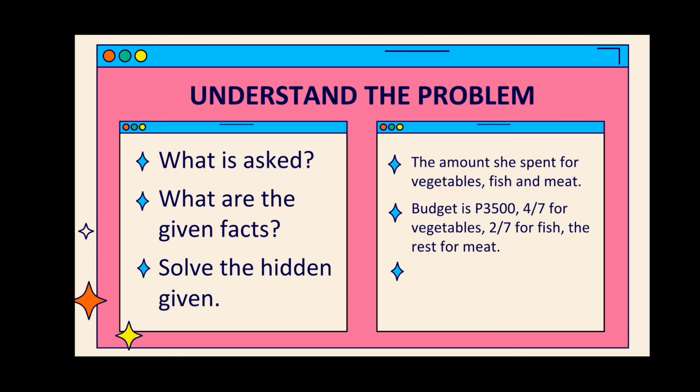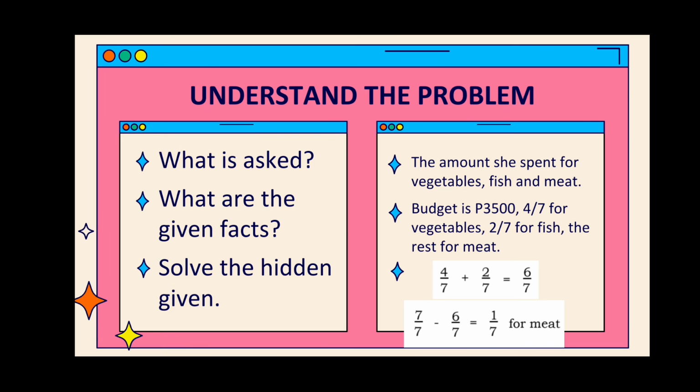So, here's the solution. Para malaman natin kung ilang part ba ang meat, i-add natin ang fractional part ng vegetable at saka ng fish. So, 4/7 plus 2/7, that's 6/7. Madali lang mag-add nito kasi similar fractions lang naman sila. And then, para malaman natin kung ano ang fractional part ng meat, we're going to subtract. It should be 1 minus 6/7.